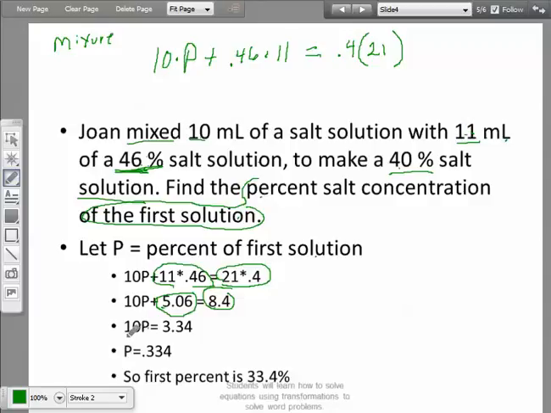I'm going to divide by 10 or multiply times 1/10, and 3.34 divided by 10 is 0.334. My percentage is 0.334. So expressing that as a percentage is 33.4%. That would be my answer. You see how I did that? Not really difficult, just a matter of being able to set it up correctly. Okay?